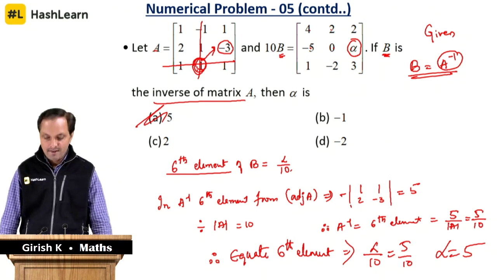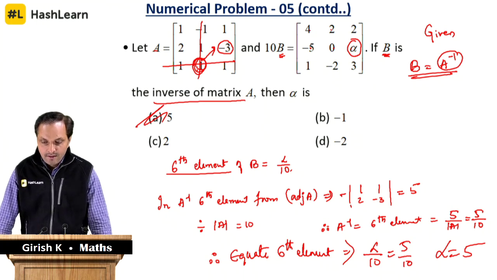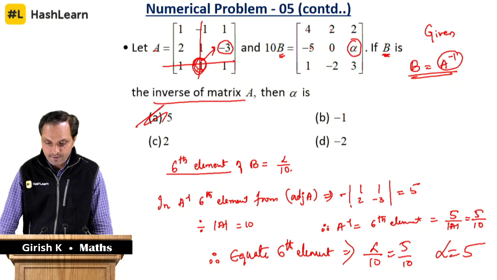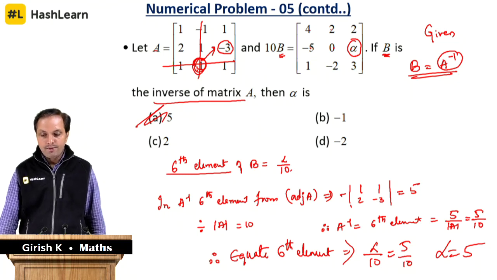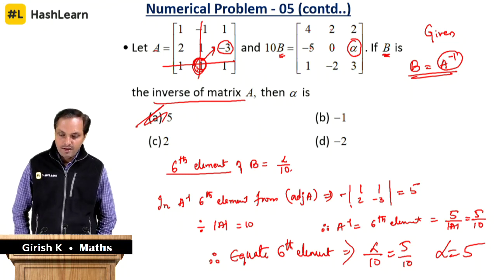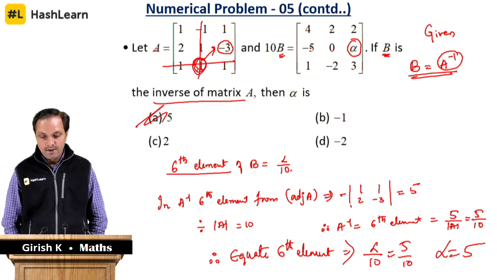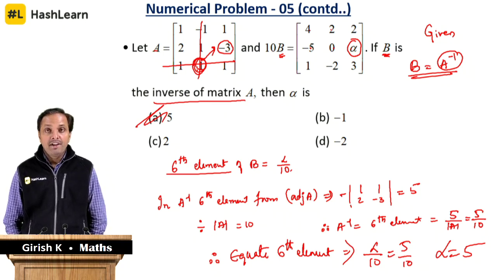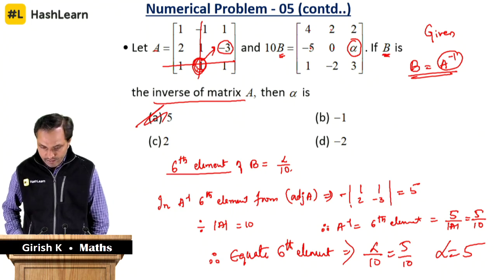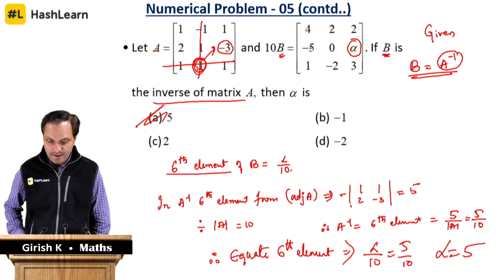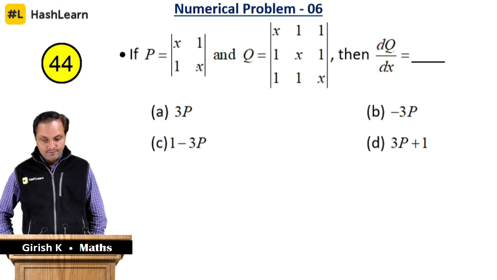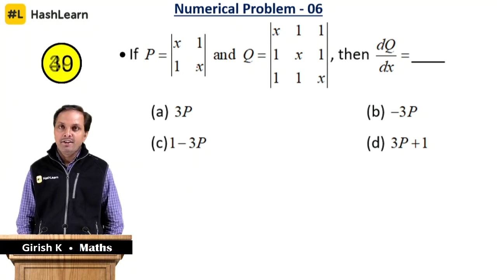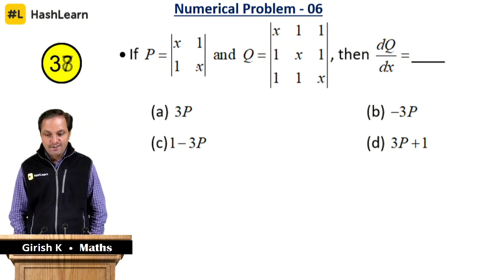Is that okay? Fine, then I think all have followed this example, which is very important, related to the product of a matrix with its inverse. Okay, so get ready for the next question. Numerical number 6 you have here on the screen with 45 seconds. dQ by dx, where Q is the determinant of the matrix.